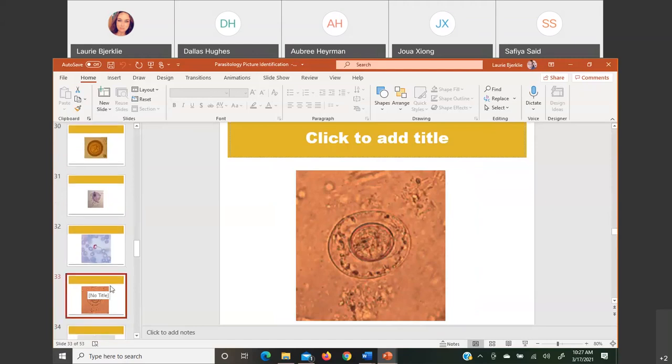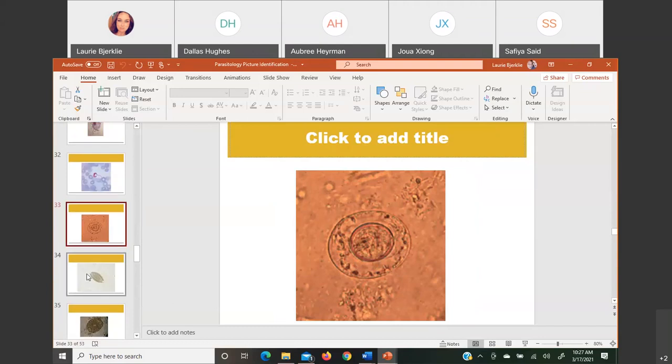Yeah, so this is your Hymenolepis nana. This one isn't stained the way the diminuta one was stained earlier, but it does have the polar filaments in the shell here. The other one was stained and this one isn't. That's why it looks different.